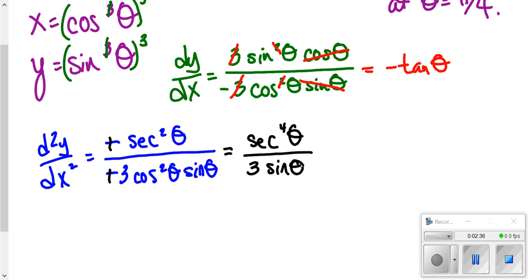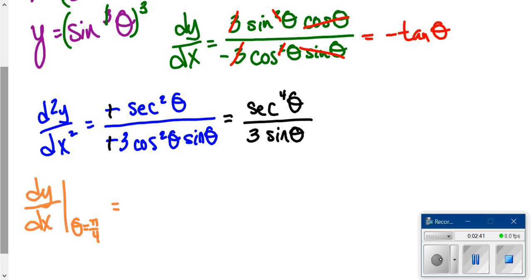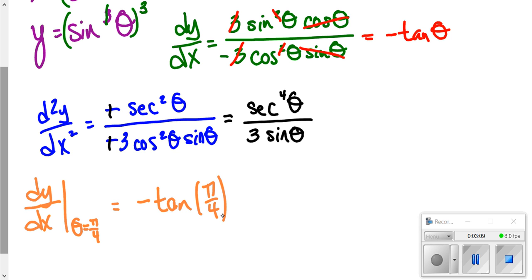The last part of this question was to evaluate each of these at pi over 4. Okay, so notice my notation here. I don't want to just write dy/dx equals negative tangent because I'm actually evaluating at a particular location. So my notation for that is a vertical line, and then I have a little subscript-ish thing where I'm denoting that I am letting theta equal only one particular value, pi over 4. And then I can just substitute in, and I do that because it's not function notation that I'm using. I'm using Leibniz notation. Okay, and then tangent at pi over 4 is 1, so this would be negative 1.